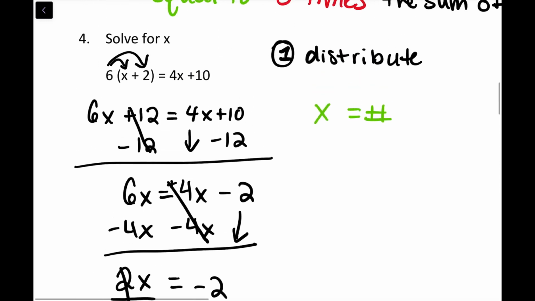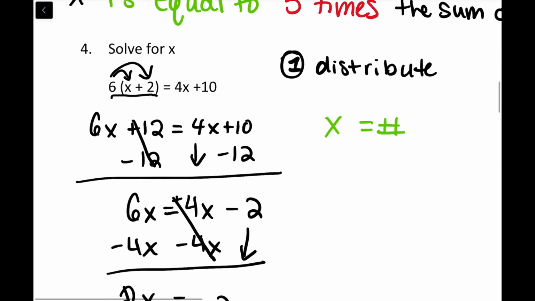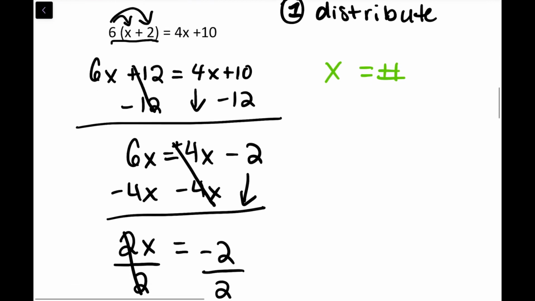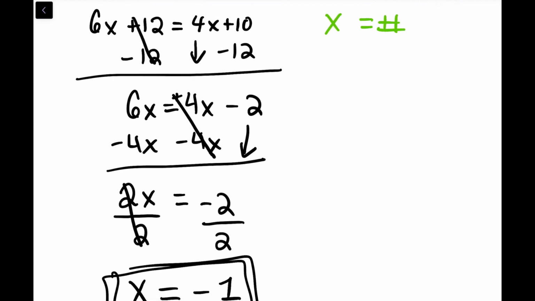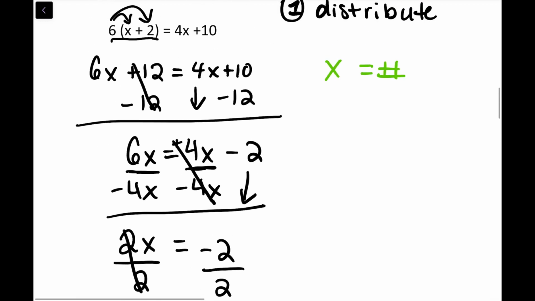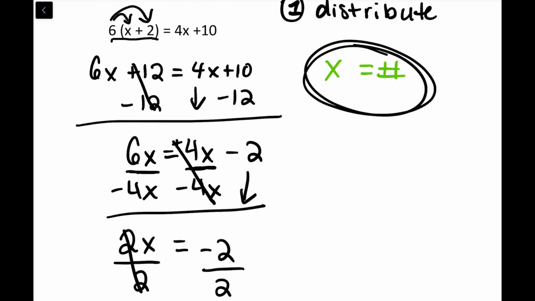So to summarize, we want to first distribute, and then we want to put numbers on one side, variable on the other side. And from there, you just need to look at what you have going on. So I've got this 4x here. I know I could subtract it over here so that I just have numbers on one side, variable on the other.